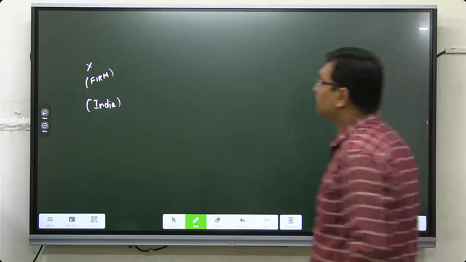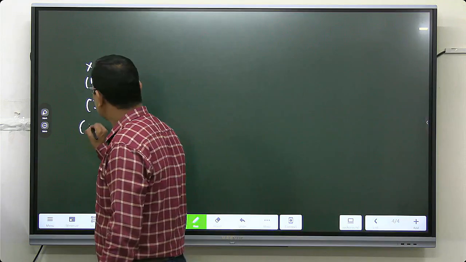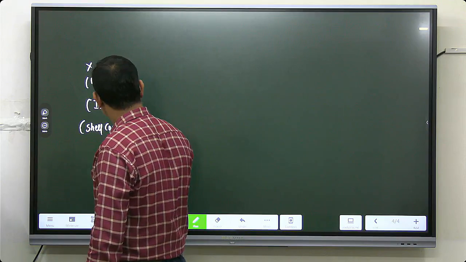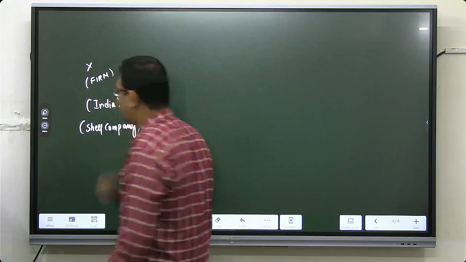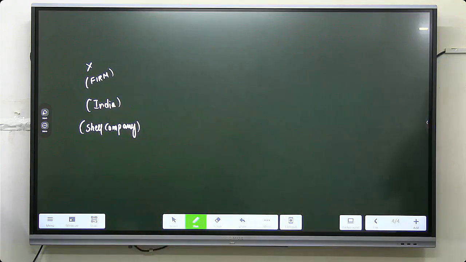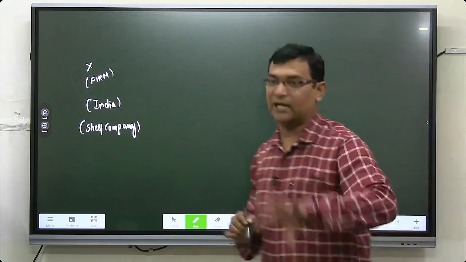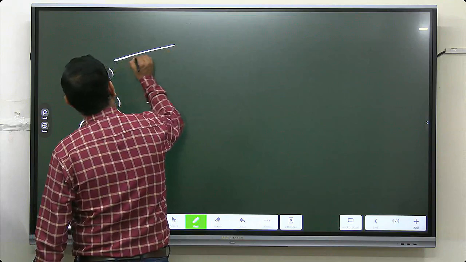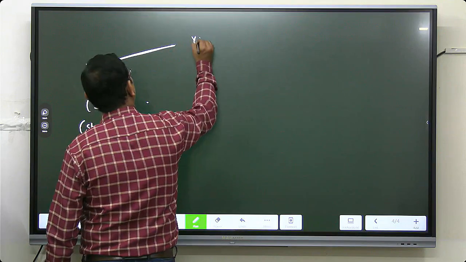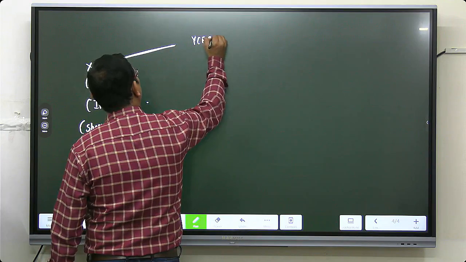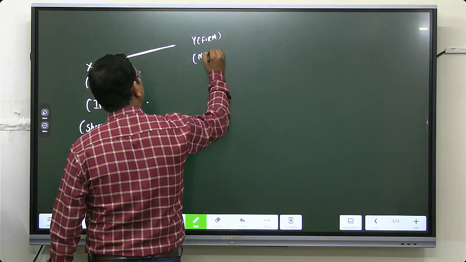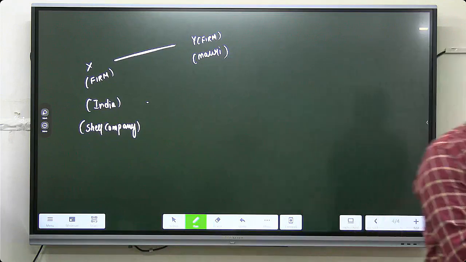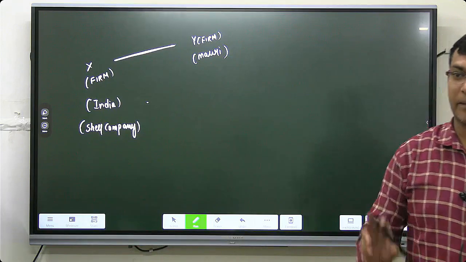Now listen carefully. This company is merely a shell company, which is there in India. Now, this company is doing a trade with Y firm, which is in Mauritius. Okay? It is doing a trade with the Y company.